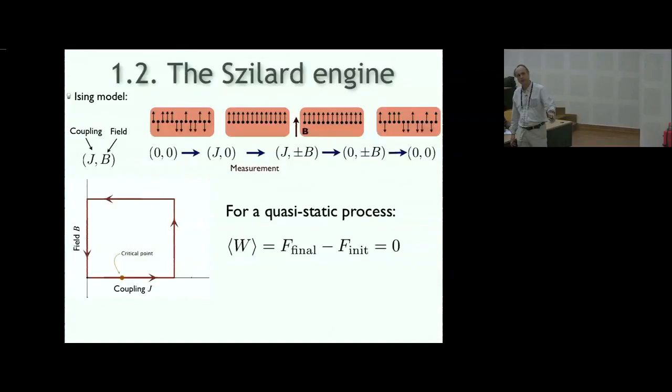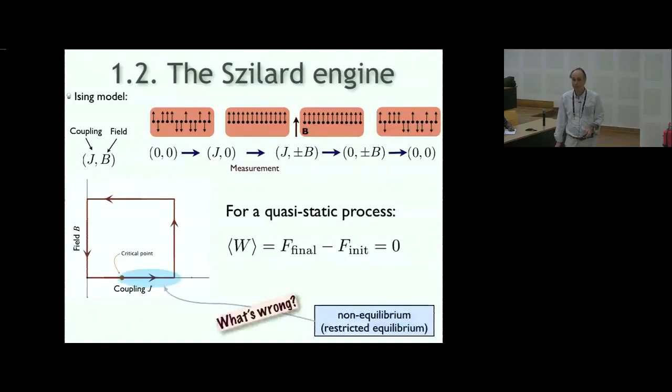macroscopic system in this case, and you have a kind of thermodynamic cycle or process, if you like. And we know from thermodynamics, and from statistical physics, that if you have a quasi-static process, actually I will show this formula in the following, you have this equation that the work is the final minus the initial free energy, the free energy change. And because it's a cycle, the free energy change should be zero. What is the problem here? What is wrong with this formula if I get kT log 2?